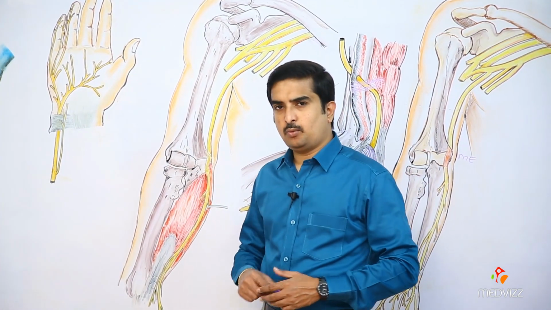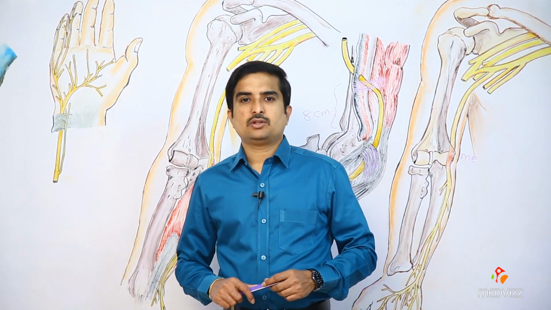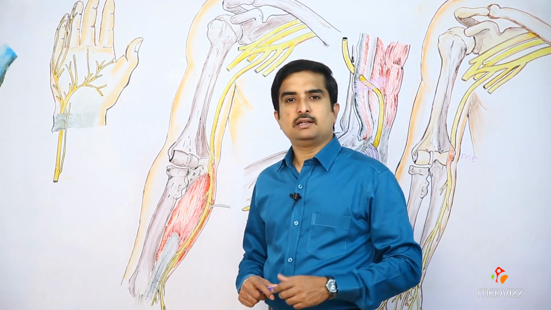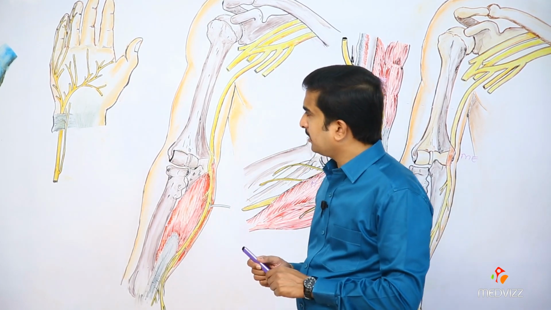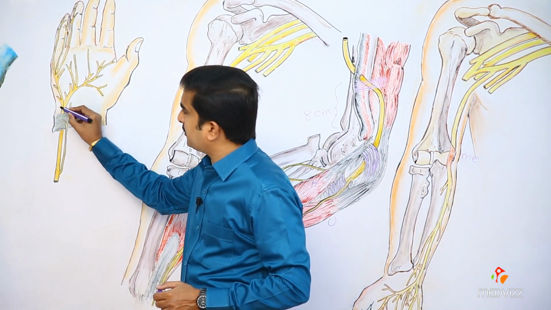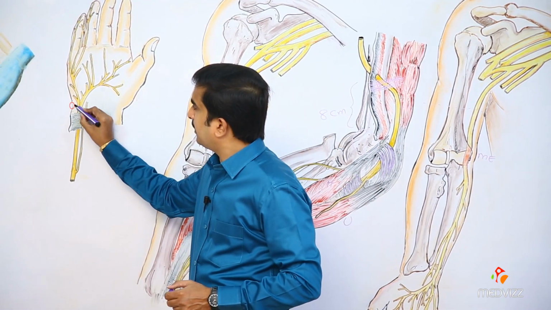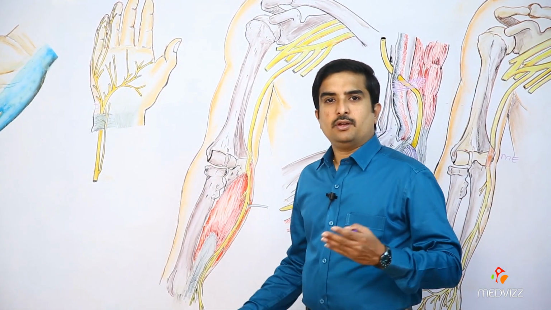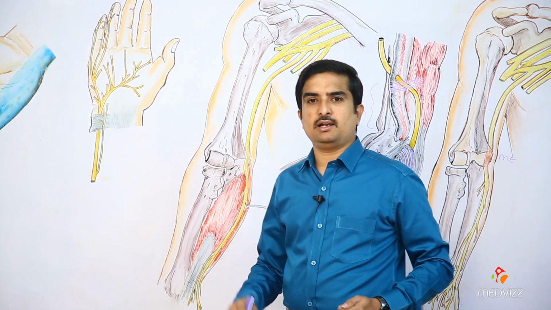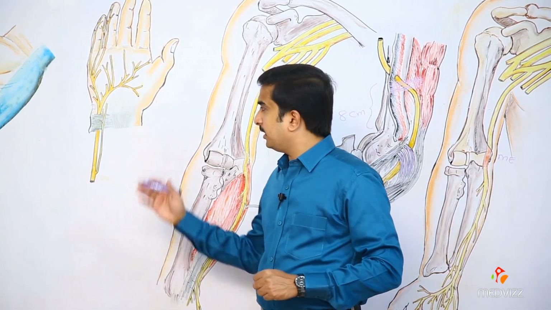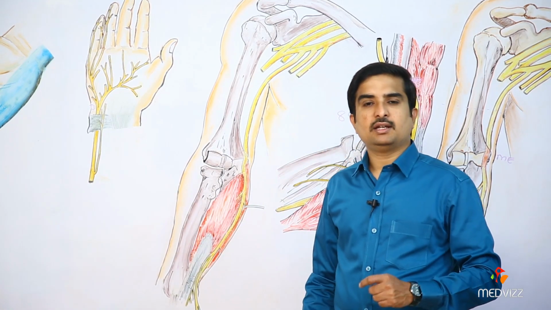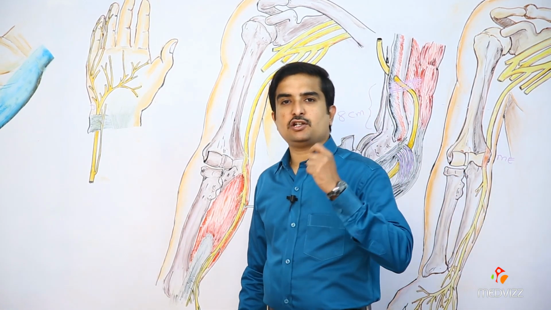Now let us see what is the course of the ulnar nerve in the hand, right? So in the hand, if you see, the ulnar nerve enters the hand by passing lateral to the pisiform bone, right? So if you see this, I will draw a pisiform bone over here. So it runs lateral to the pisiform bone and posteromedial to the ulnar artery.